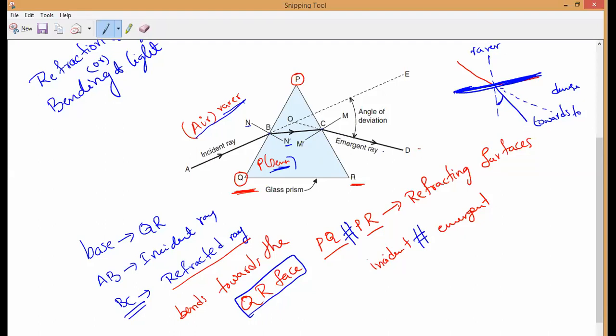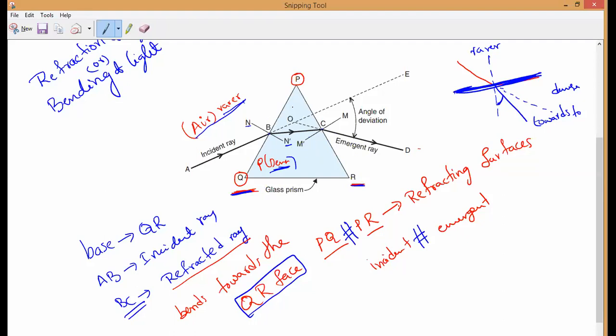That is the reason even after the light is refracted from the second surface of the glass prism, it will always bend towards the bottom surface of the prism. That prism surface is called what? QR. Understand, guys? You can see QR.